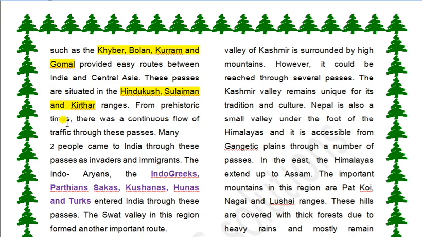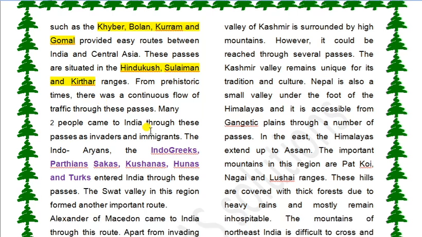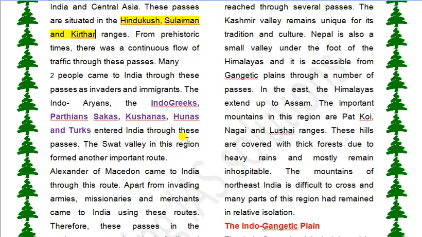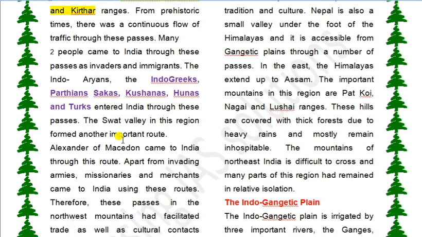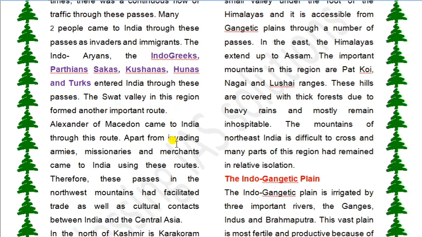From prehistoric times, there was a continuous flow of traffic through these passes. Many people came to India through these passes as invaders and immigrants. The Indo-Aryans, the Indo-Greeks, Parthians, Sakas, Kushanas, Huns, and Turks entered India through these passes. The Swat Valley in the region formed another important route.